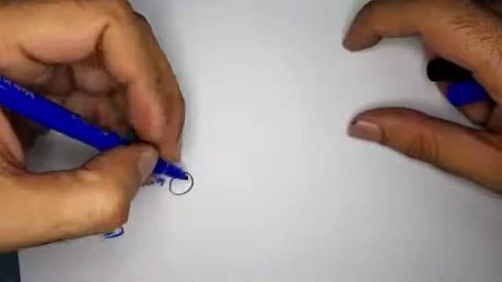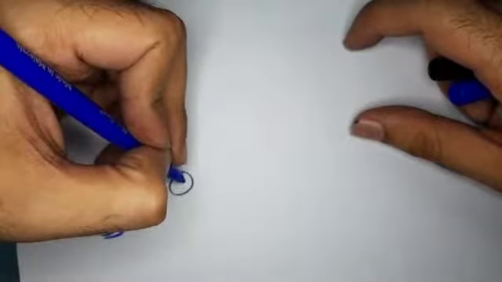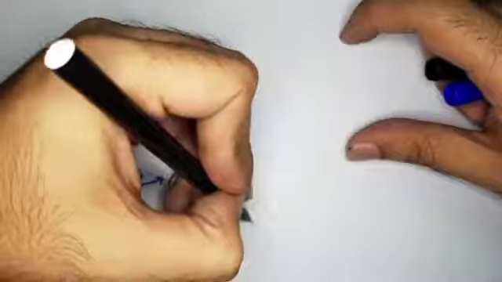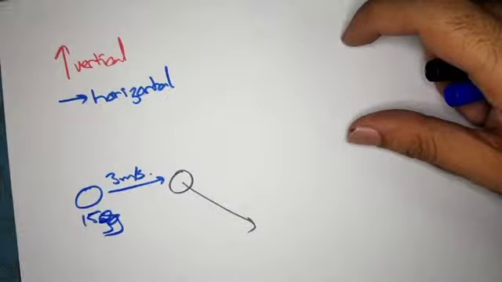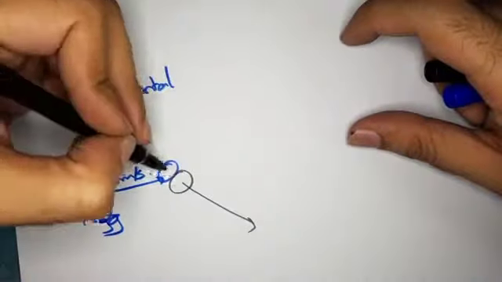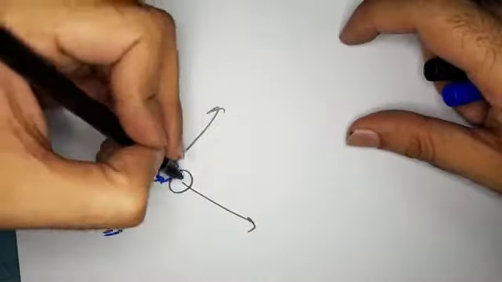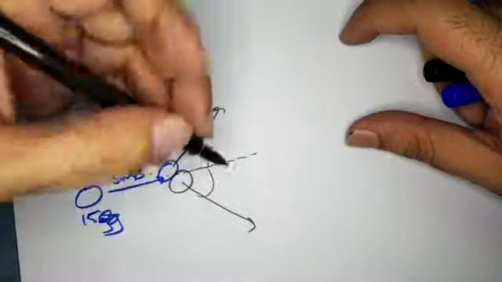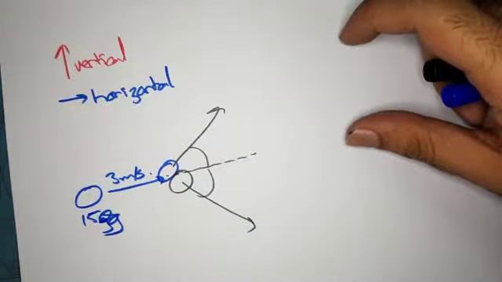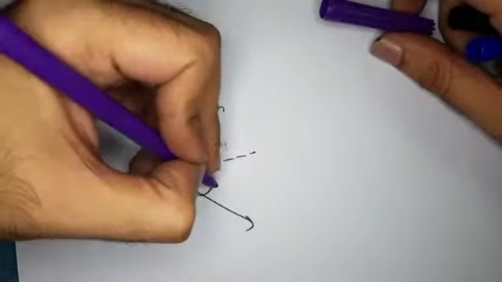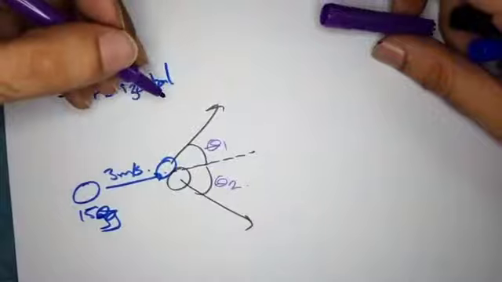Say they hit. Once they hit, this will move along this direction, and the blue one, let's draw this with blue again, will bump here and move along this direction. Now say these are angles. Let's use purple to represent the values. Say this is theta 1 and this is theta 2.